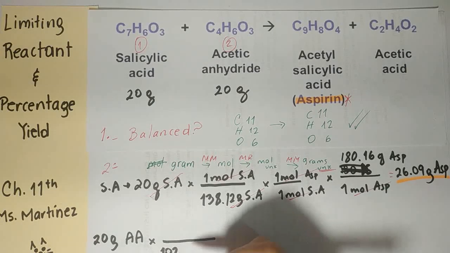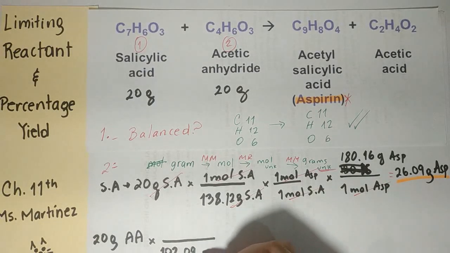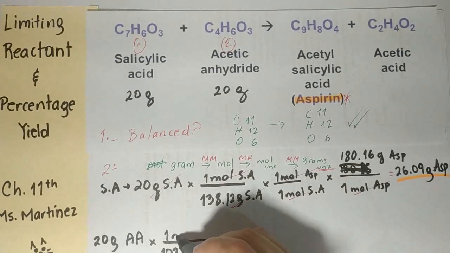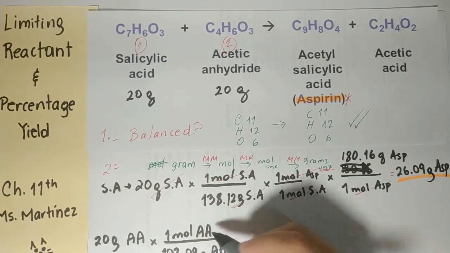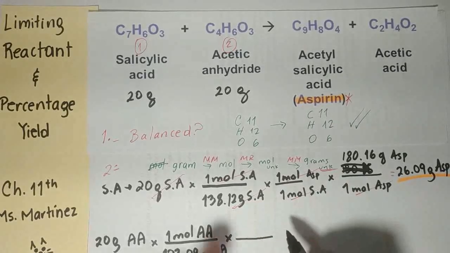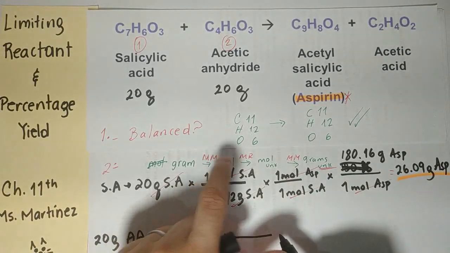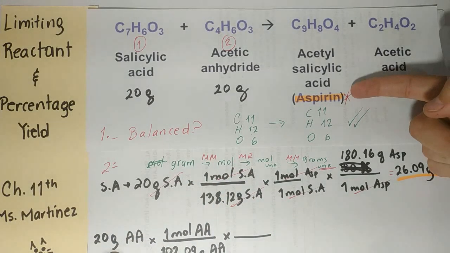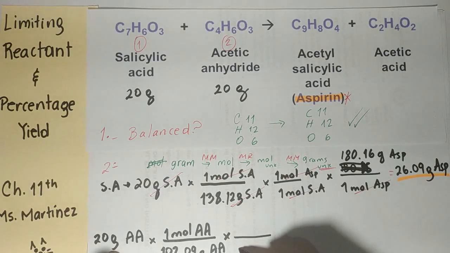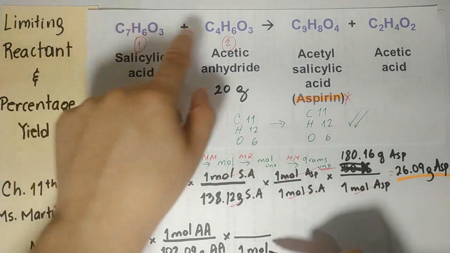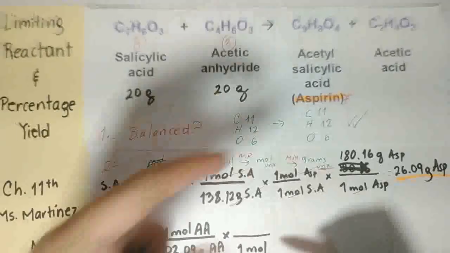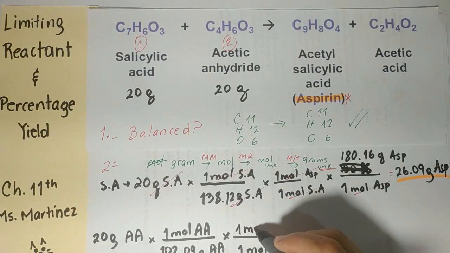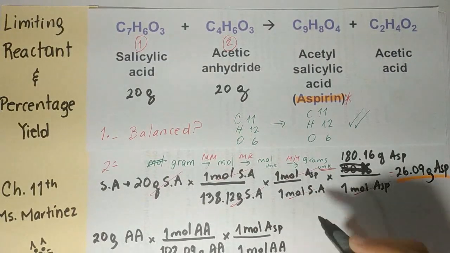102.09 grams of acetic anhydride that are inside 1 mole of the same substance. From mole to mole, we're going to use the molar ratio between the given and the unknown, which is aspirin. So we have 1 mole. Remember, if you don't see a number, it's 1, and the equation was balanced. So 1 mole of acetic anhydride produces 1 mole of aspirin.